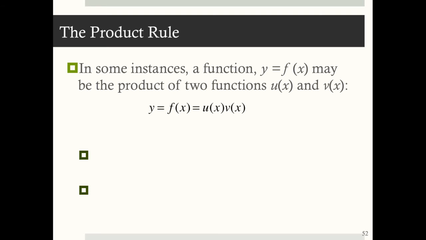So in some instances, a function y equals f of x may be a product of two functions, u of x and v of x. In other words, y is equal to f of x, which equals u of x times v of x. When this is the case, we need the product rule.